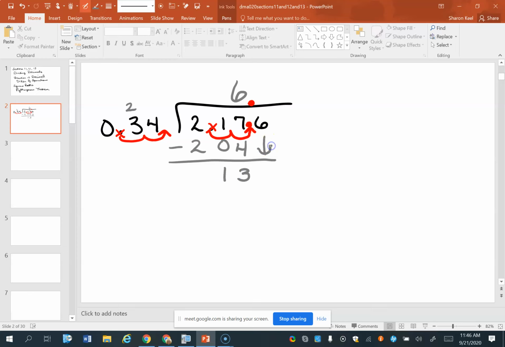I would then bring down the 6. 34 goes into 136 4 times. 4 times 4 is 16. 4 times 3 is 12. 12 plus 1 gives me 13. And in this case, I do not have a remainder. So let's do another example.